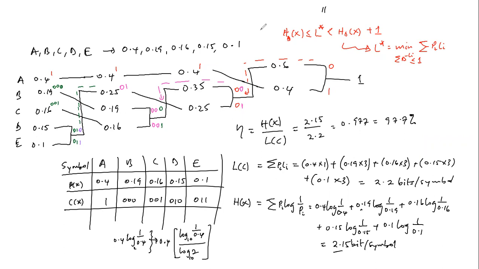So let us consider the Shannon code. So this algorithm utilizes the cumulative distribution function to allocate code words. Here, the algorithm follows directly. So the first thing is to list the source symbols in order of decreasing probabilities.